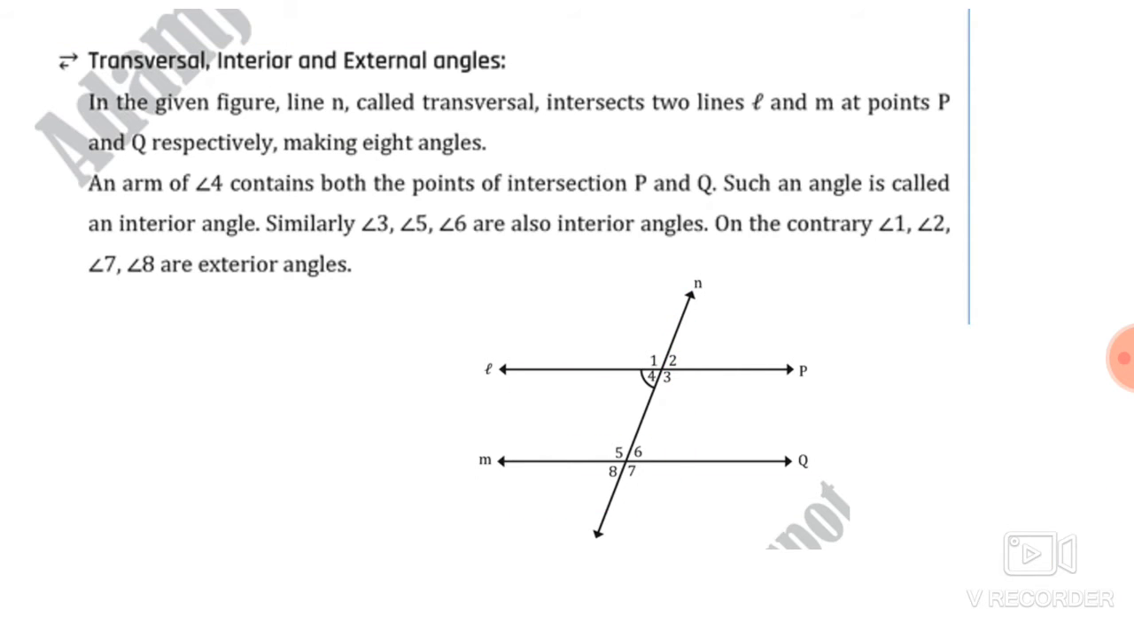Similarly, we have 4 exterior angles: angle number 1, angle number 2, angle number 7 and angle number 8. These 4 are the exterior angles and these 4, angles 3, 4, 5 and 6, are the interior angles.